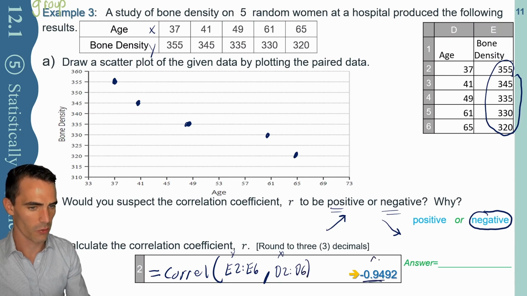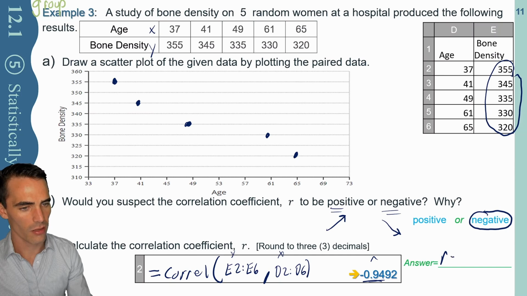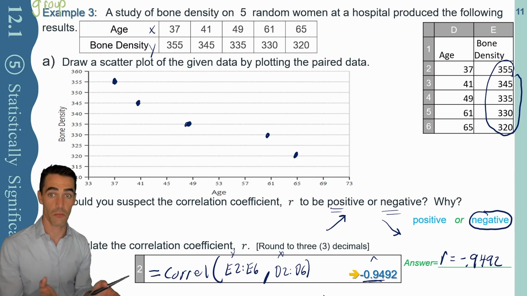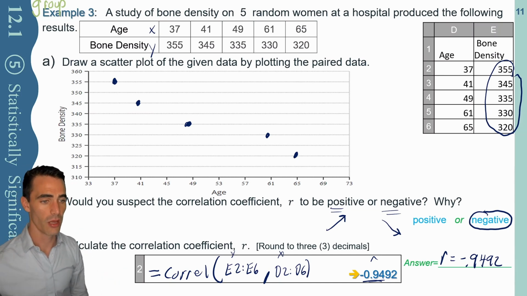And I should get, there it is, my correlation coefficient, that R is equal to negative 0.9492. And so we can look at that result and say, well, hey, there's actually a pretty good negative linear relationship here. In fact, it's strong. It's a strong negative linear relationship.